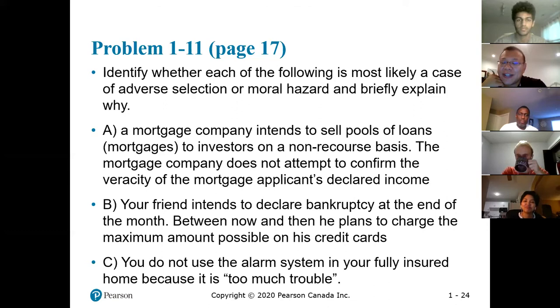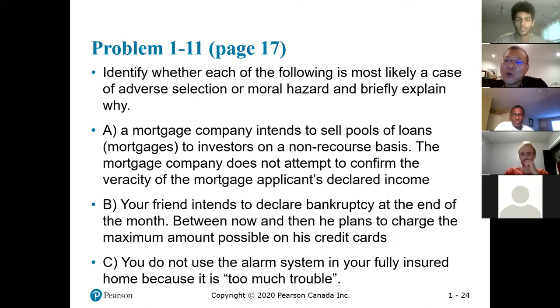Yeah, what is the future action? Because moral hazard is always related to a future action after the contract is signed, right? What is the future action? The future action would be that the friend will charge the maximum amount possible on his credit cards, right? That action is not observable when they sign the contract, right? So the negative consequence would be that he's not able to pay it back because he's going to declare bankruptcy, right? Does that make sense?